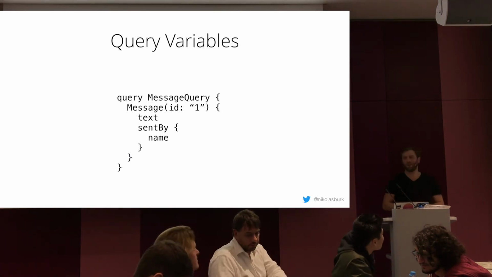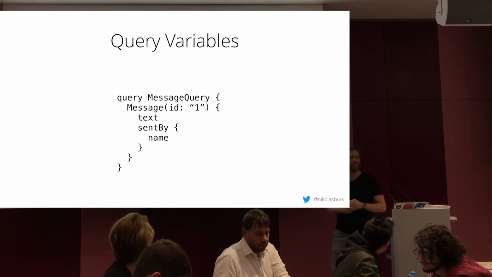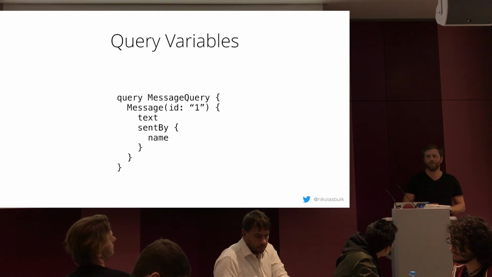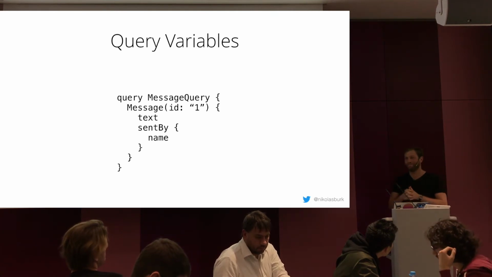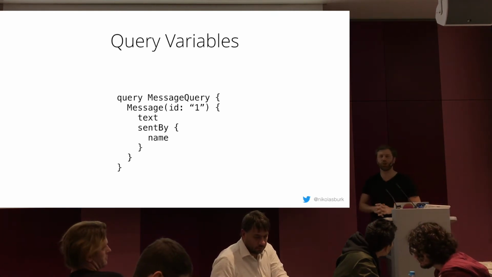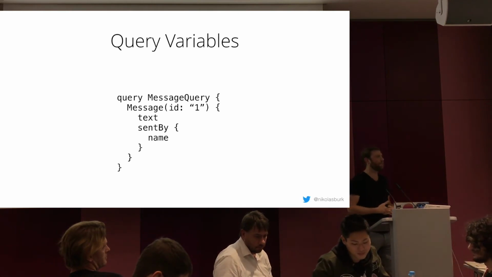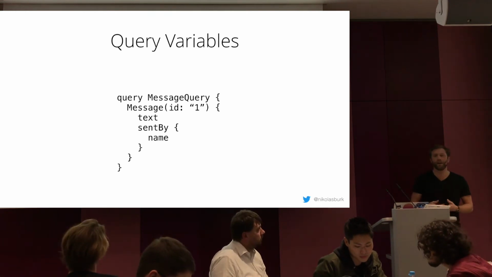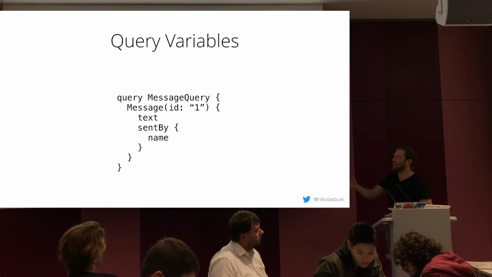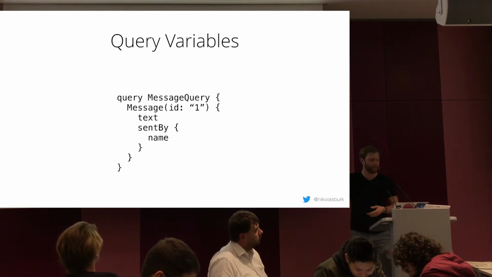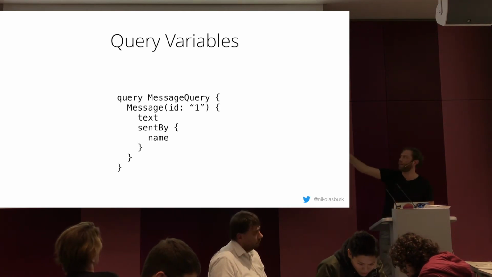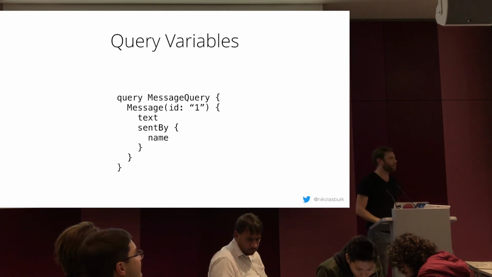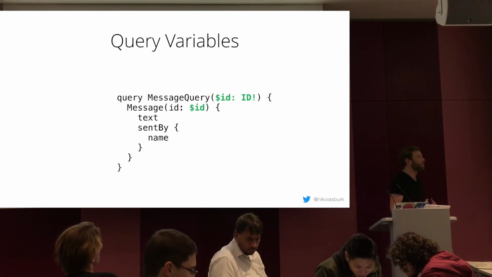Okay, it'll be pretty fast, I promise. So the next concept which I want to introduce are query variables. For the queries and mutations which we've seen so far, we have always hard-coded the different arguments that we could pass to the fields. So if we have a query like this, where we're asking for a specific message, we hard-coded the ID right inside the query. But what you can do, of course, when using GraphQL, you can replace this with query variables.